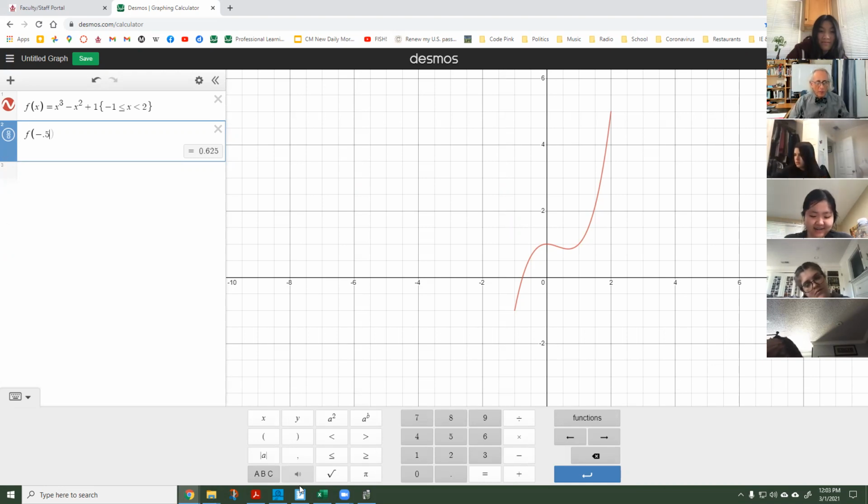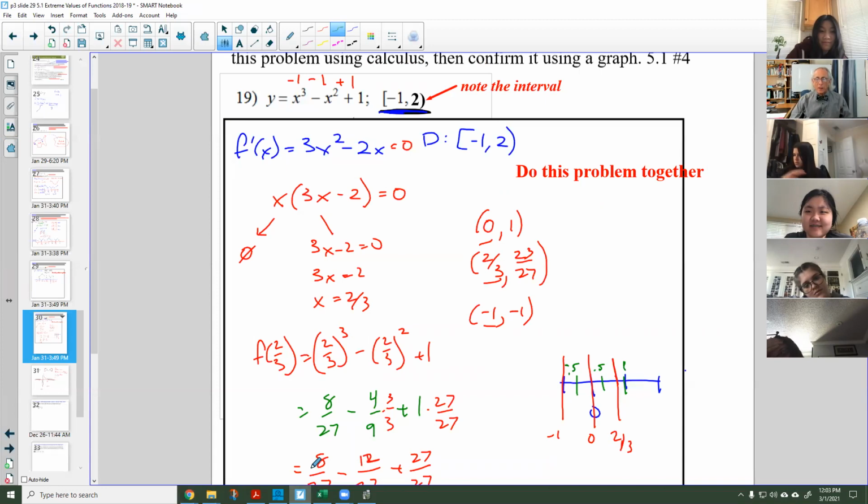I'm going to go back to the problem here. Do you understand why I set these intervals, negative 1 to 0, 0 to 2/3, and then 2/3 to 2? Do you understand why I have those intervals? Or if you don't, say no. That's okay. I'm seeing uncertainty. Could you explain again? Yes, I can explain it again.